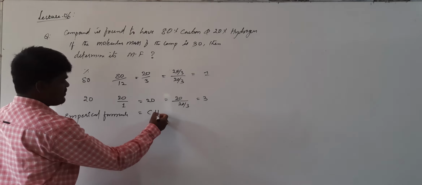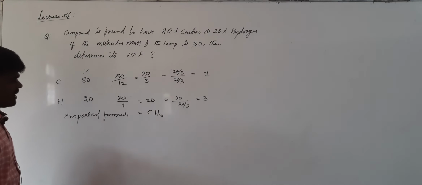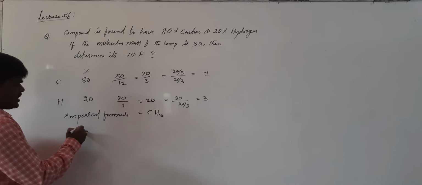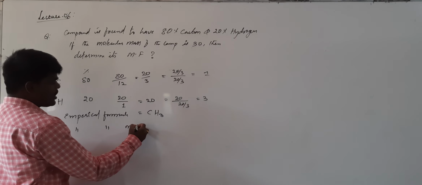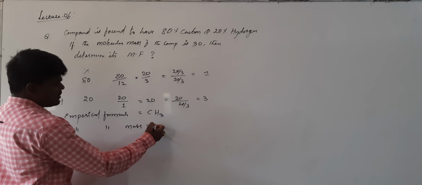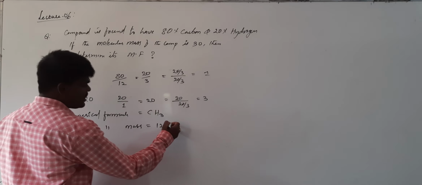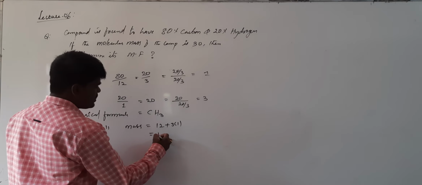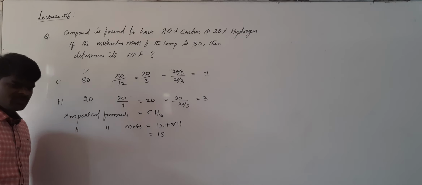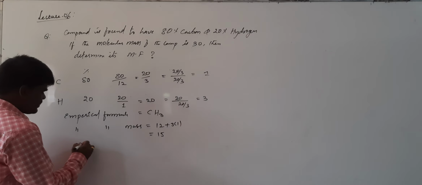What is the number of atoms of hydrogen? CH3. If the empirical formula is CH3, then what will be the empirical formula mass? Empirical formula mass will be 1 carbon atom, 12 grams, and 3 hydrogen atoms, so how much does it come to? It comes to 15 grams, right? And what is the molecular mass given?